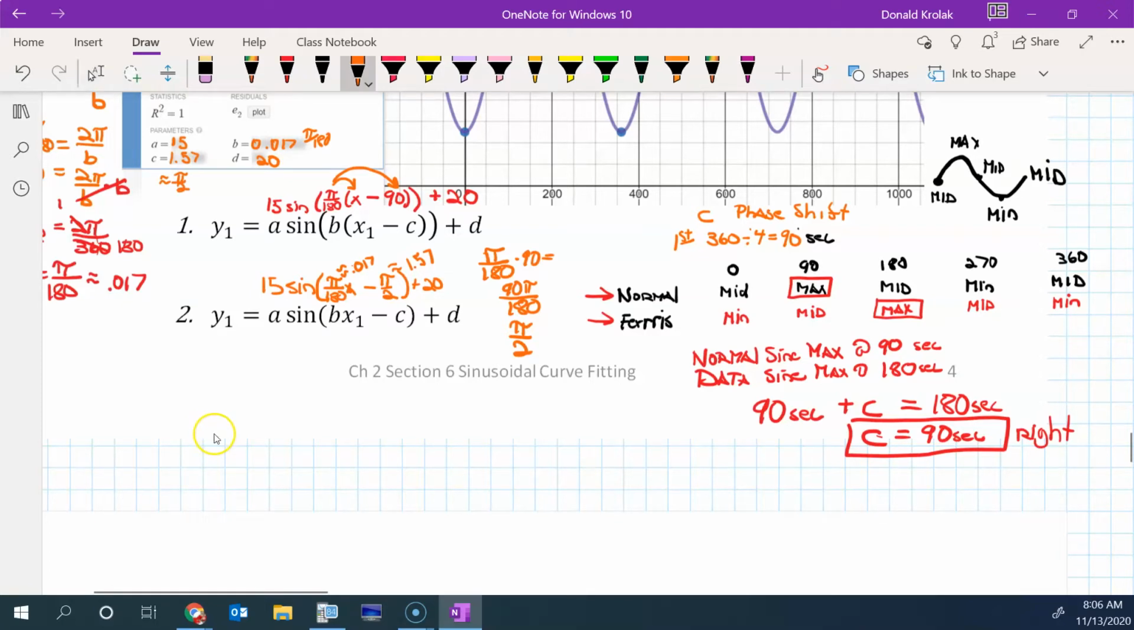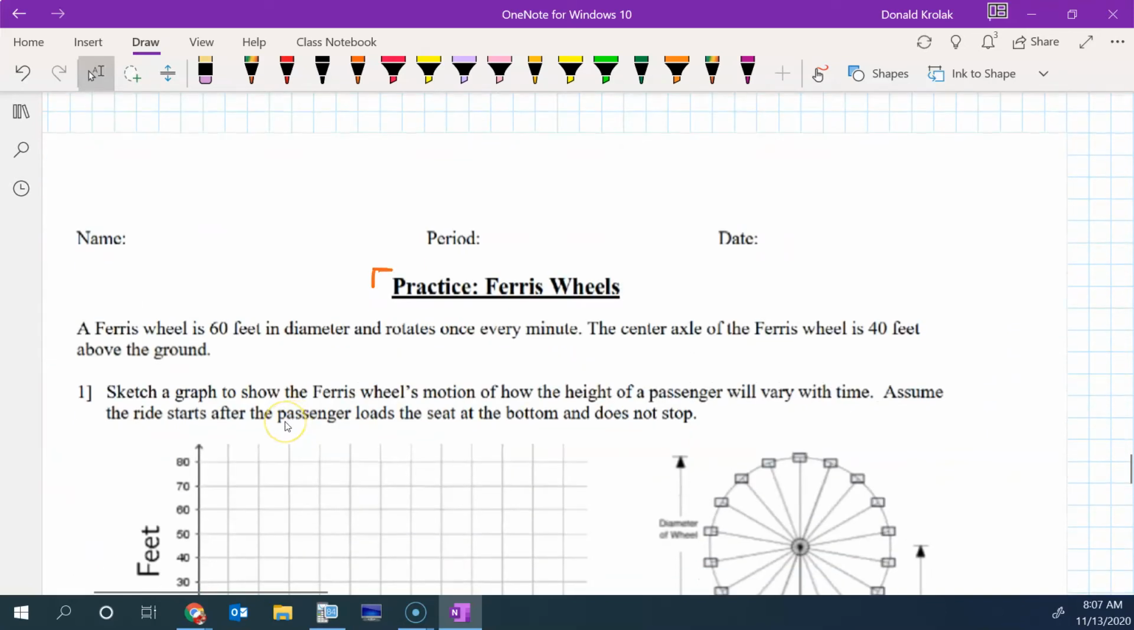Okay, we're just about out of time, so we'll stop there. And then this assignment, we're going to do it Monday in class.